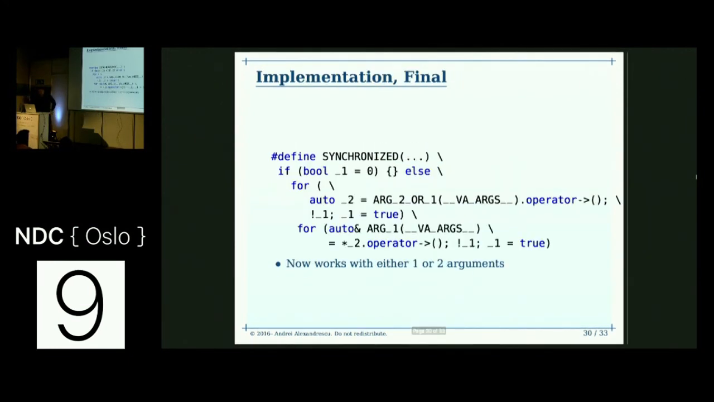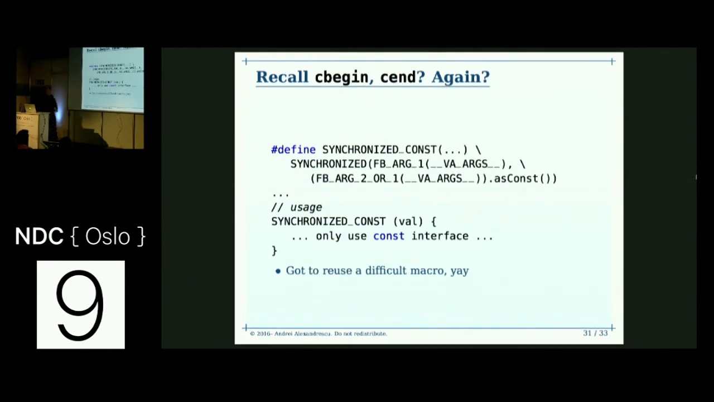Okay, great. So now recall cbegin and cend. We sometimes want to specify, even though this particular expression is mutable, I just want a const lock, a reader lock. In that case, it's good to define a new macro, which fortunately can reuse the existing macros. So we're good. We just use this asConst method here. And whenever I say synchronize const, you know that inside you're going to have a reader lock, and you'll be able only to call the const methods of that object. So terrific.